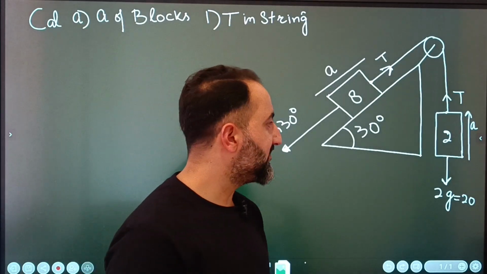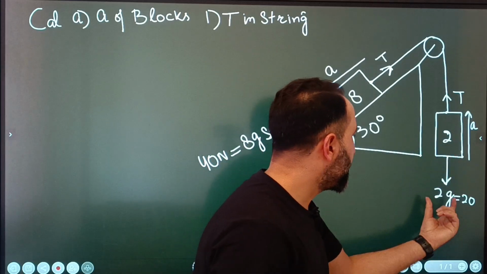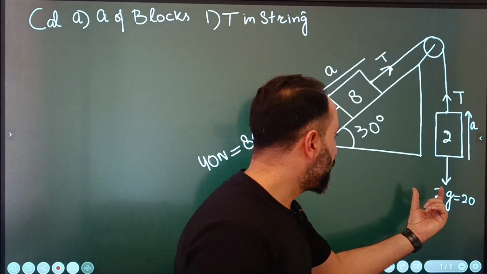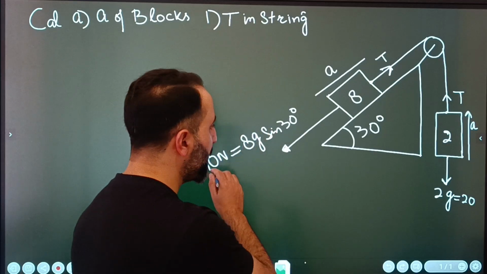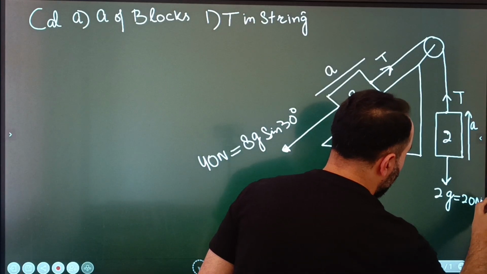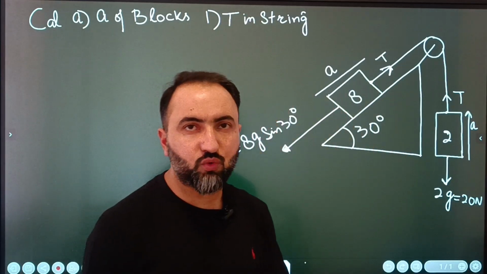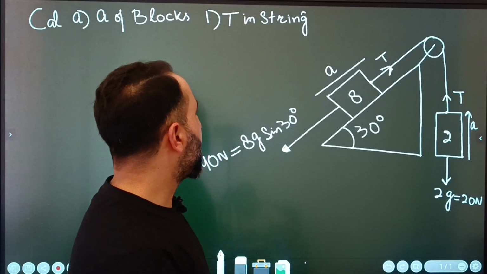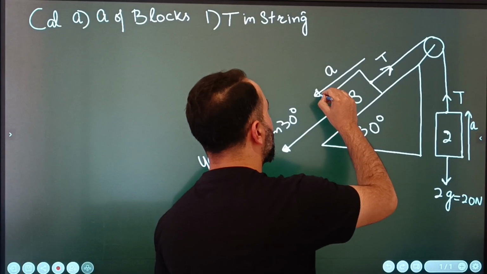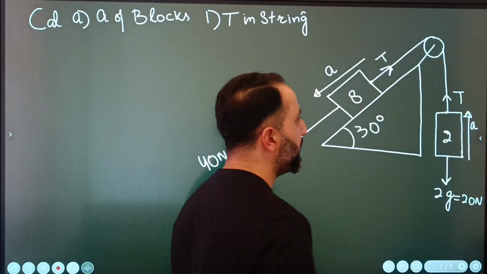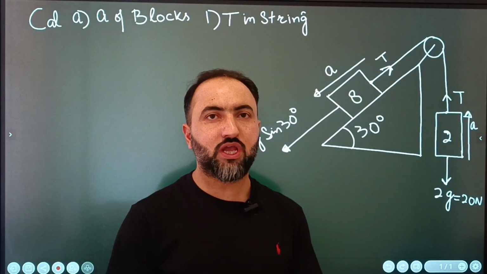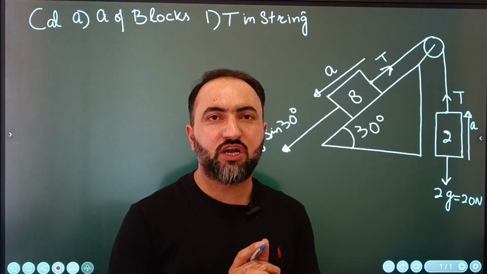Number two is the weight of the 2 kilogram block in the downward direction, that will be equal to 2 into g, which is 20 Newton. Now see that this 40 Newton is greater than this 20 Newton. When 40 Newton is greater than 20 Newton, it means the acceleration of this block will be downwards, down the inclined plane, and the acceleration of the 2 kilogram block will be vertically upwards. Okay, so first point is that we have to calculate the acceleration.